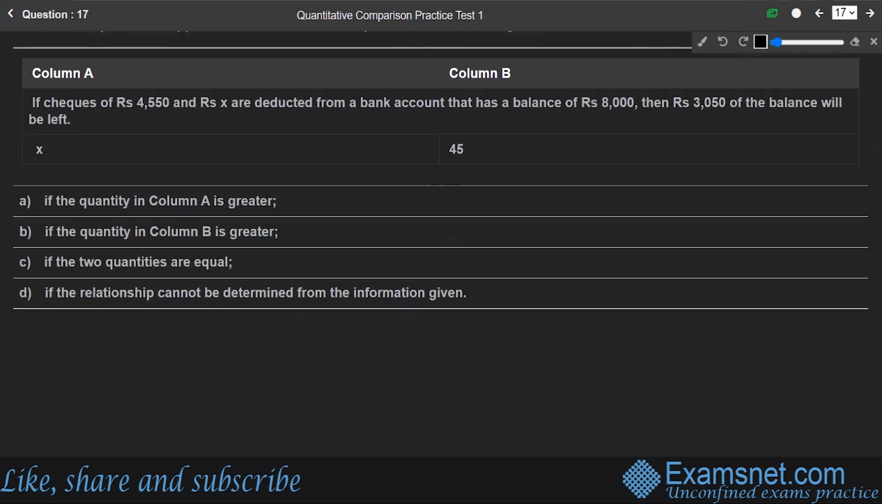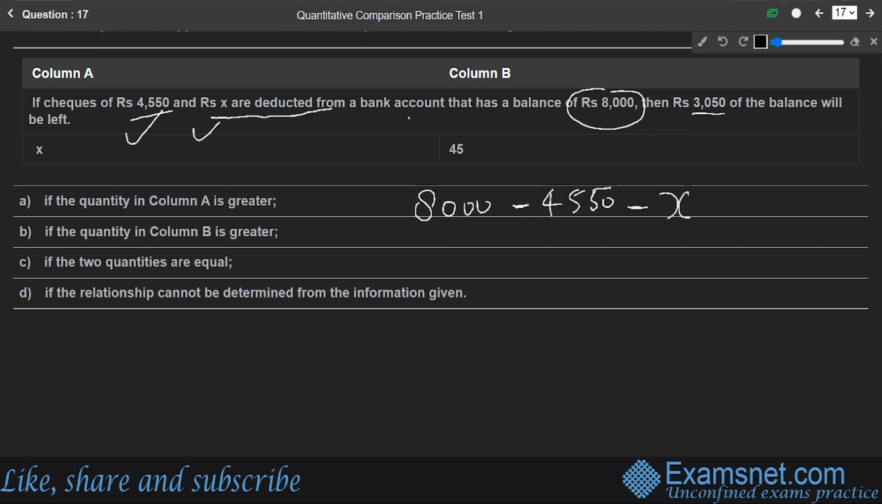Now the next question says, if checks of rupees 4,550 and rupees X are deducted from a bank account that has a balance of 8,000 rupees, then 3,050 of the balance will be left. What are they saying? In all, there were 8,000 rupees in the bank. Then two checks, one of 4,550 and one of rupees X, are deducted. So they have to get subtracted from the original amount. So 8,000 minus 4,550 minus X also deducted. And then whatever is the balance, they have already mentioned, that is 3,050. So this is how the numbers and the X are related.